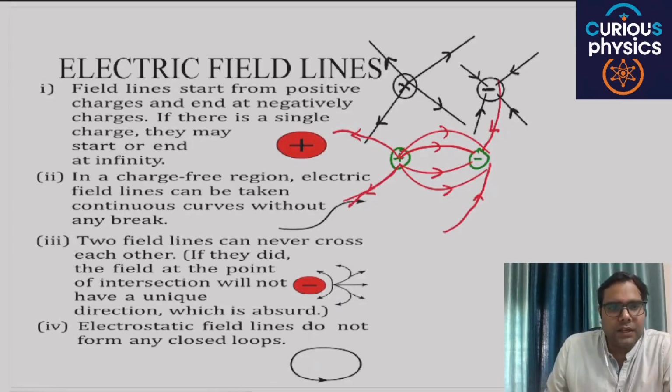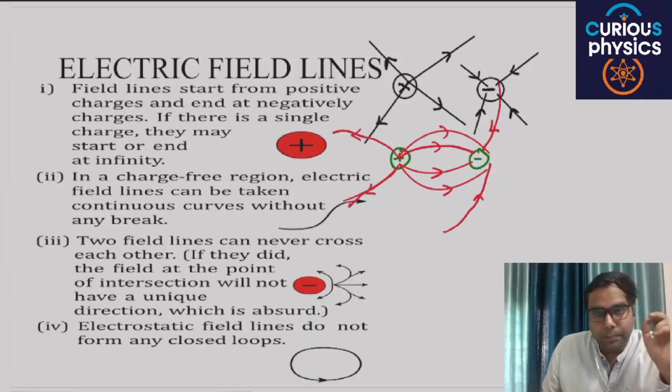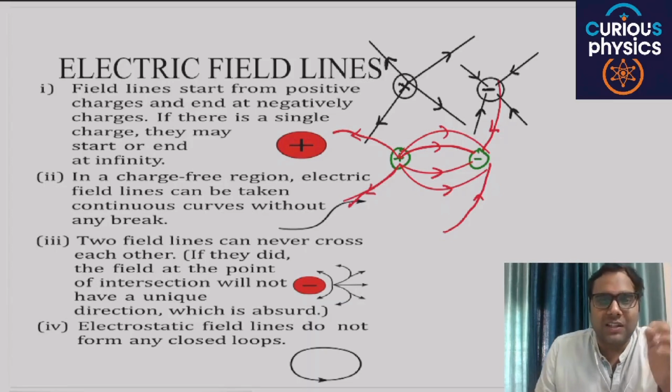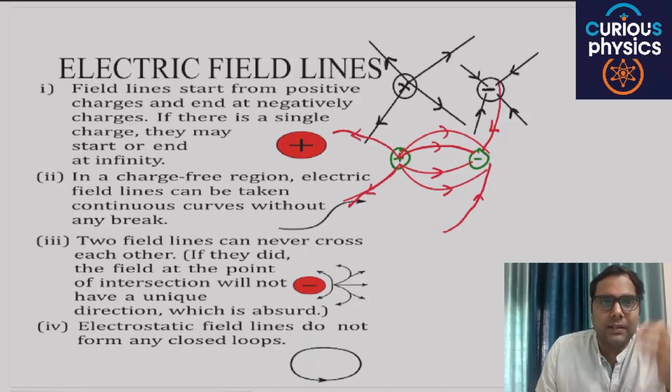In a charge free region, electric field lines can be taken as continuous curves without any breaks. Okay? In a charge free region, lines are continuous because of the basic properties of electric charge: one property was the quantization of charge, and the basic charge is very small. In a particular area, there are so many small charges, so at that point the effect is a continuous curve, not a curve with breaks. Are you getting my point?